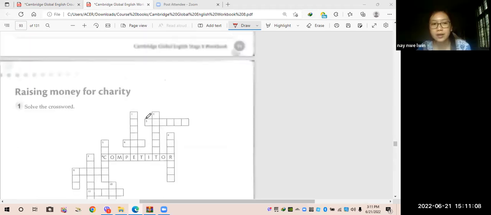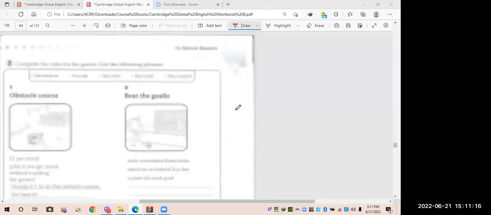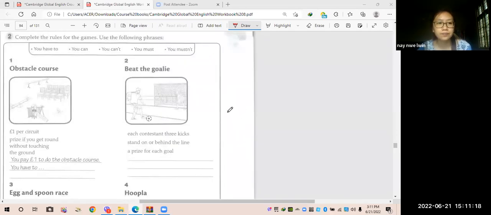So everyone, have you got all the answers from this crossword? Yes, Chair. Then we will move to the last exercise.